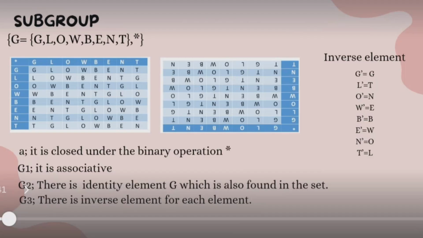And then there is also an identity element G, which is also found in the set. And of course, it has an inverse element for each element. So what are the inverse elements here? The inverse of G is G. The inverse of L is T. The inverse of element O is N. The inverse of the element W is E. Then so on. So this is closed under the same operation of G sub 8 since all elements being operated are still in the set, and the identity and inverse also exist.